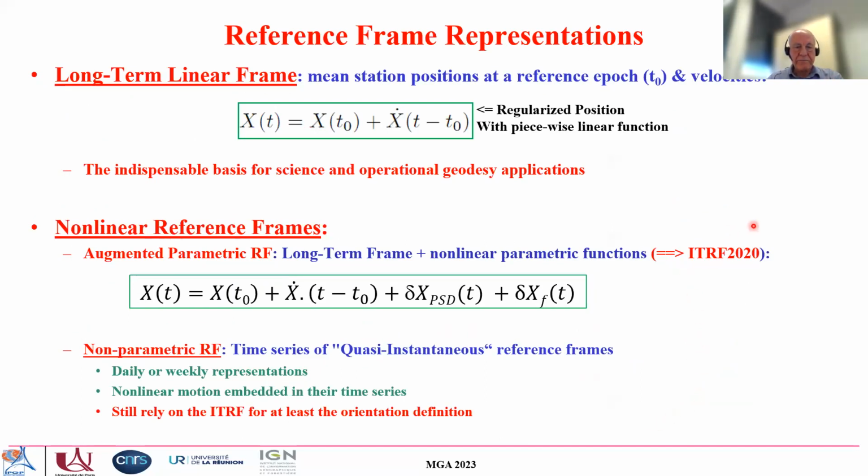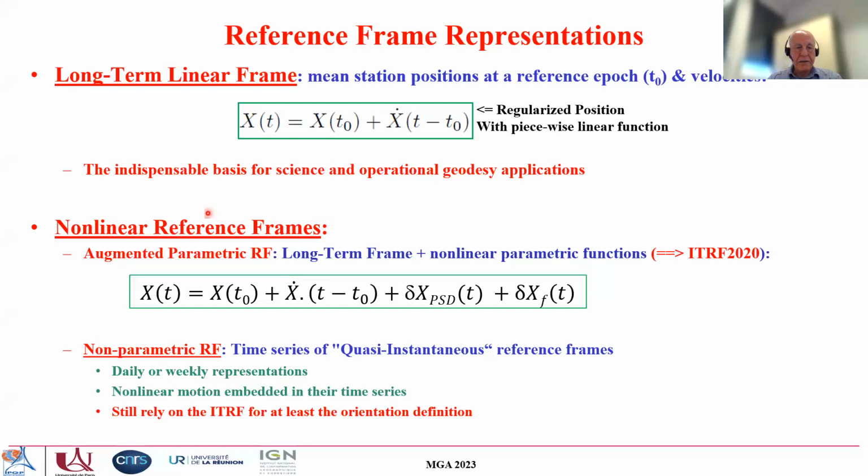Now, in terms of reference frame representations, we have two categories of reference frame. The first one is the long-term linear frame. This will give you access to mean station positions at a reference epoch T0 and velocities. And you have the equation here that allows you to compute the position of your station at any epoch T, starting with its position at T0, plus the velocities times the time interval between T and T0. That's what we call regularized position with piecewise linear function. And this is fundamental for science and operational geodesy applications.